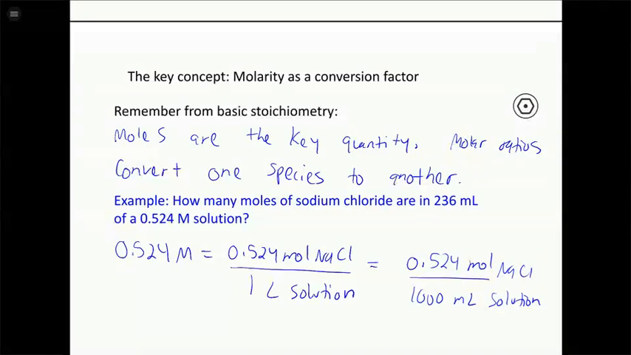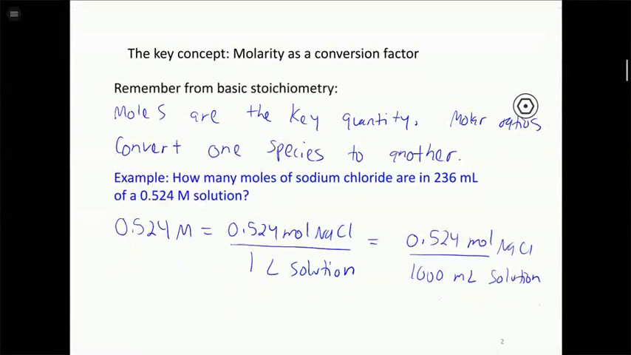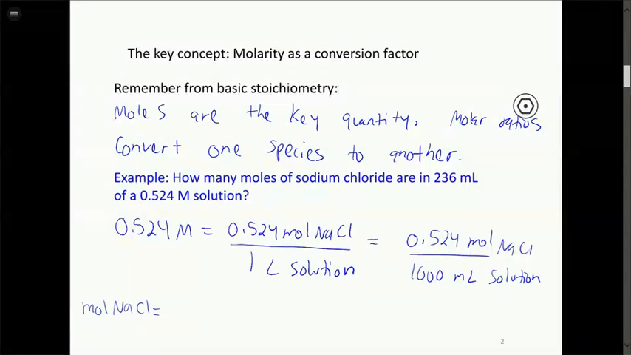So that means in this example, if we want to find the moles of sodium chloride, we have 236 milliliters of solution, and I'll usually just leave out the word solution, but 236 milliliters of NaCl aqueous solution. And then we use that 0.524 moles per 1,000 milliliters as a conversion factor.